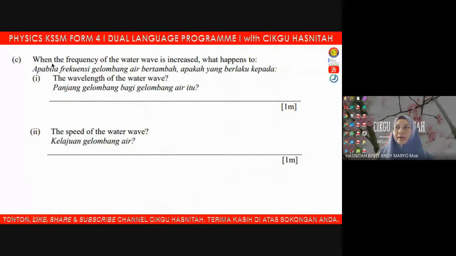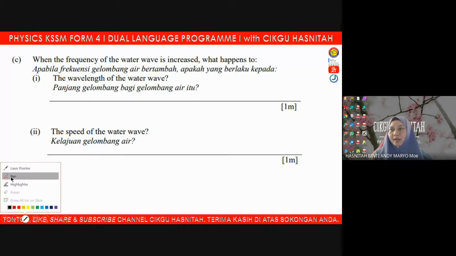Now when the frequency of the wave is increased, what happens to the wavelength and what happens to the speed of water wave? Any idea? Would anyone like to answer C1 and C2? What happens to the wavelength when the frequency increases?